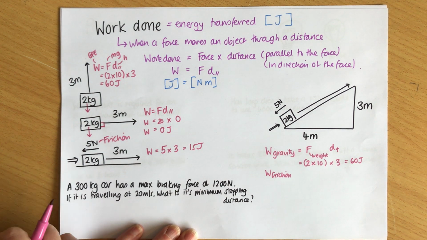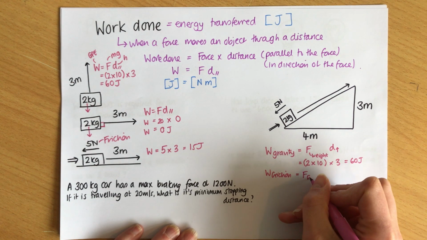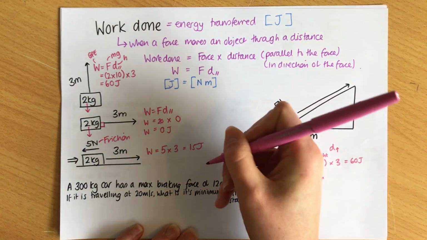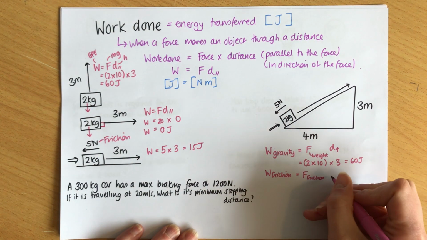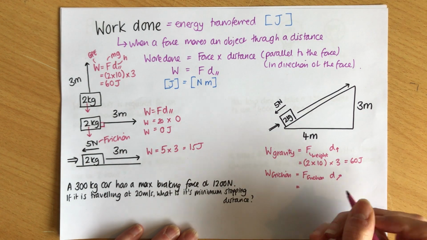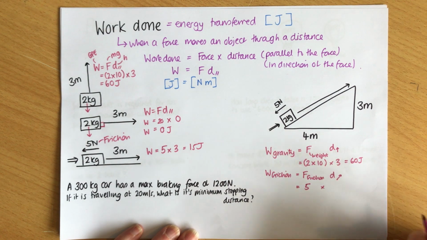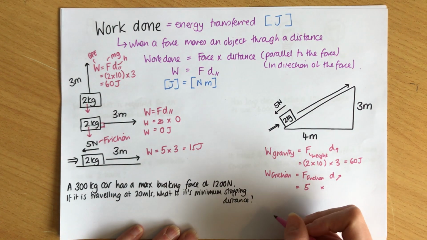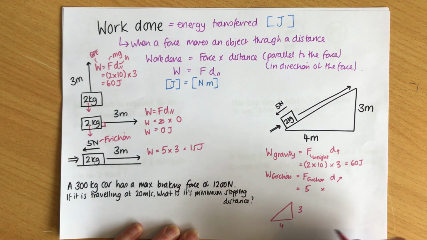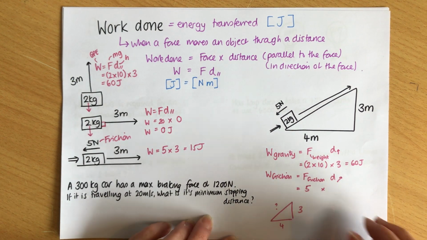Then, in terms of friction, the work done is going to equal the force of friction times the distance it travels parallel to friction. Friction is that way, so I care about this distance here, the distance along the slope. Now this gets a little bit tricky. The frictional force here is 5 newtons, and the distance, well, I haven't got the distance, but I can work it out. If I know that this is 3 and this is 4 meters, I can work out this distance, the hypotenuse, using Pythagoras' theorem.